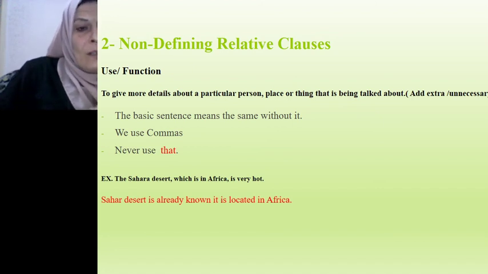We use commas here. We use a comma before relative pronouns. Never use that in non-defining relative clauses. We have an example here: The Sahara Desert, which is in Africa, is very hot. The Sahara Desert is already known, so there is no need to tell where it's located.